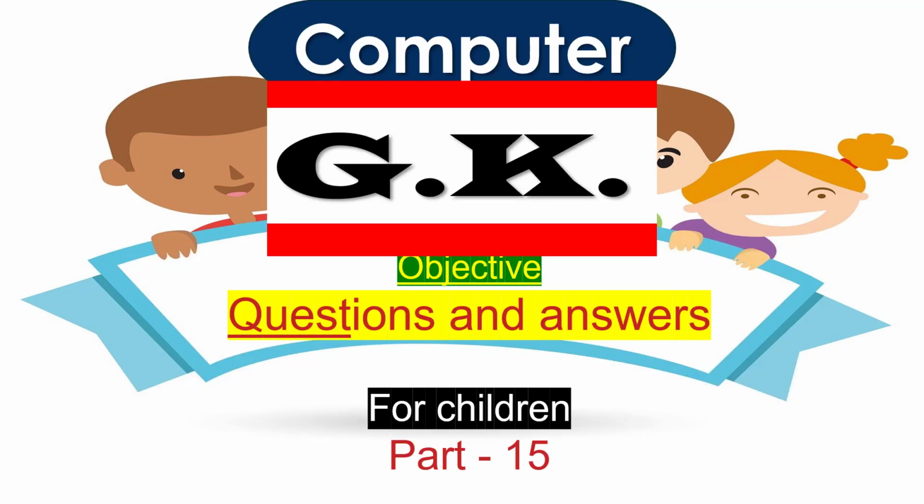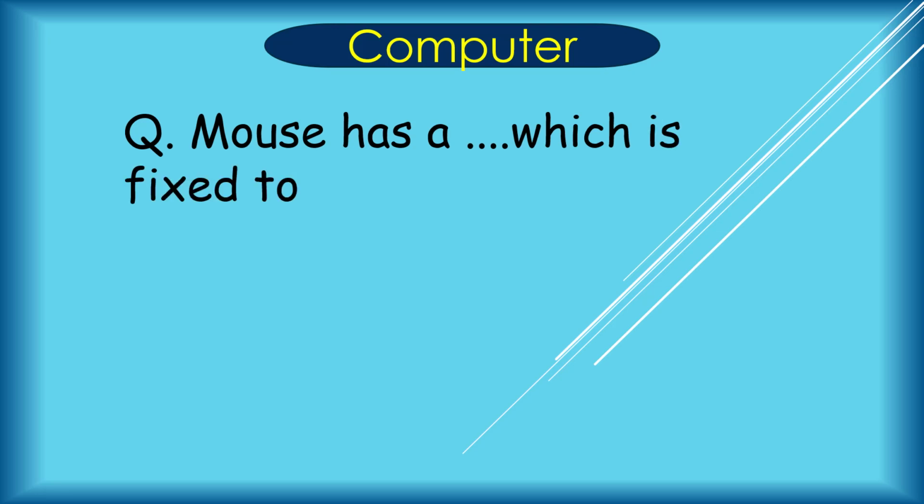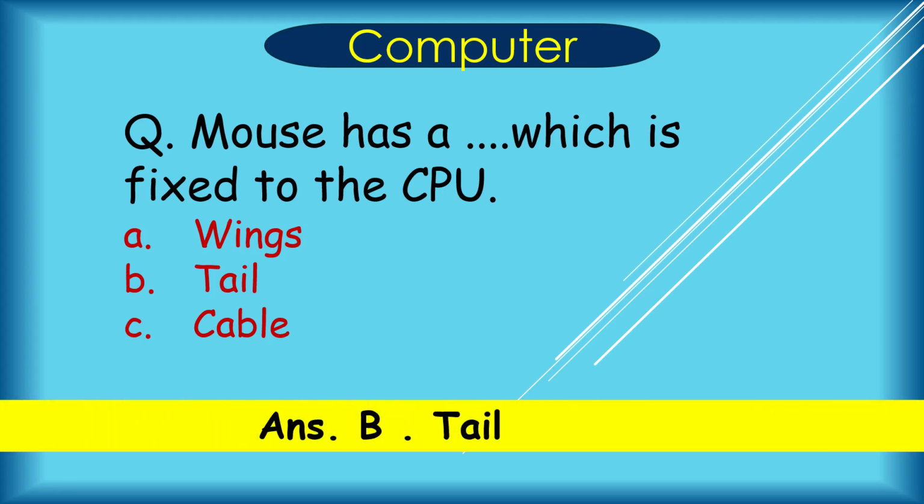Computer GK Objective Questions and Answers for Children Part 15. Question: Mouse has a dash which is fixed to the CPU. A. Wings, B. Tail, C. Cable. Correct answer is B. Tail.